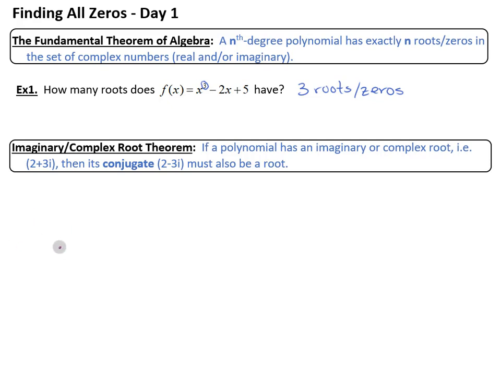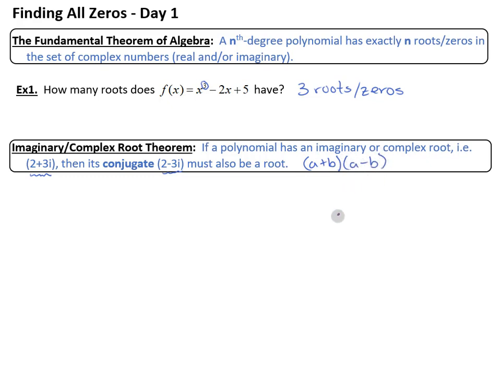Our second one, called the imaginary complex root theorem, says if a polynomial has an imaginary or complex root, say 2 plus 3i, maybe this is one of its complex roots, then its conjugate, 2 minus 3i, must also be a root. So conjugates are things, we saw this when we did the difference of squares, like a plus b and a minus b. These would be called conjugates.